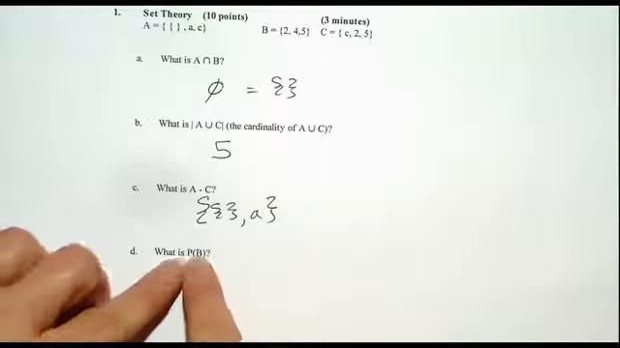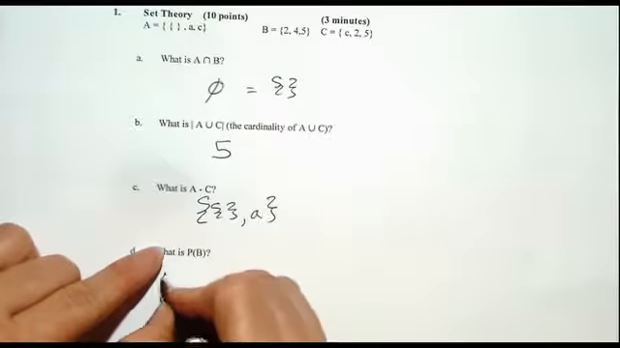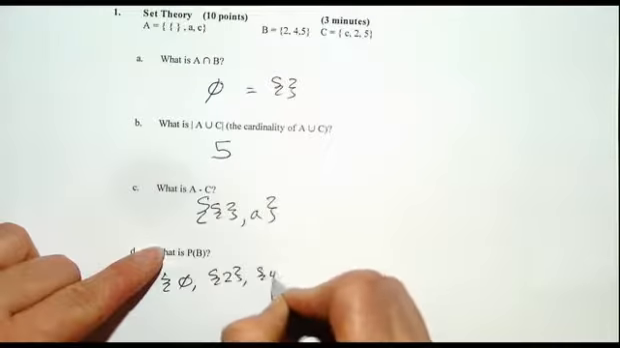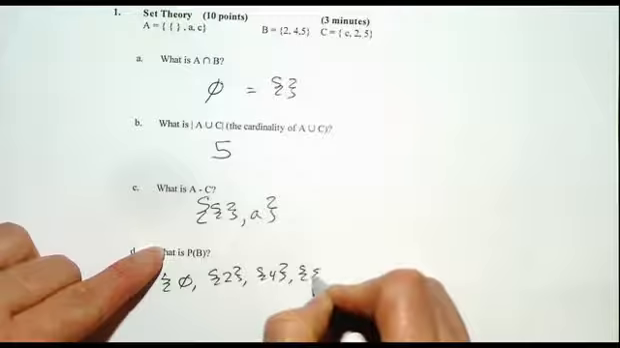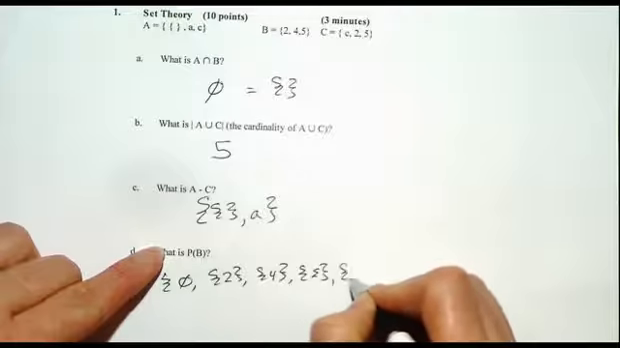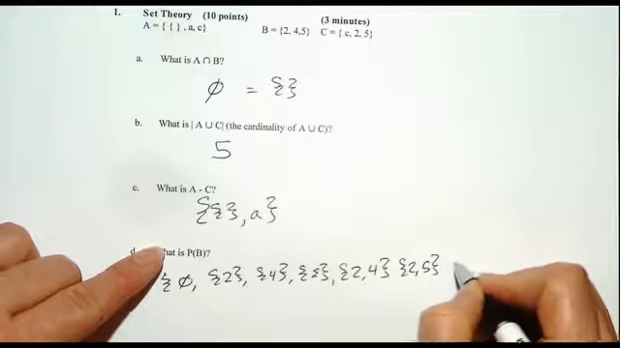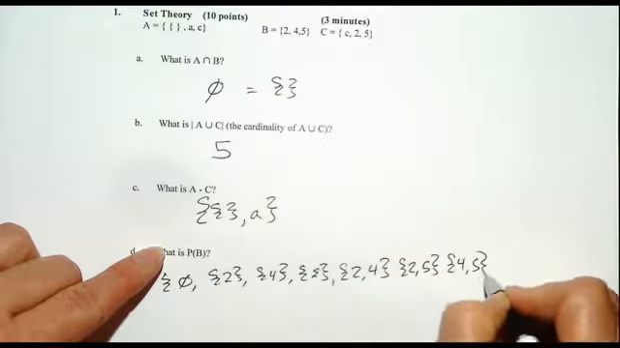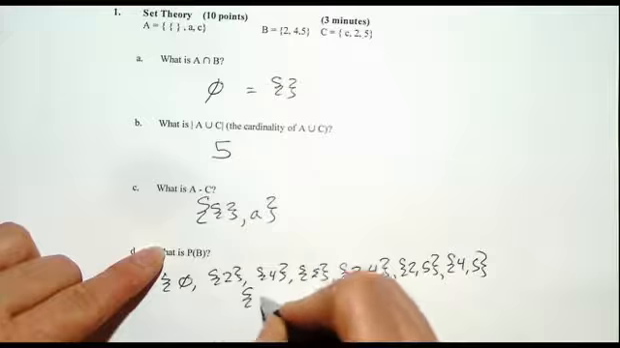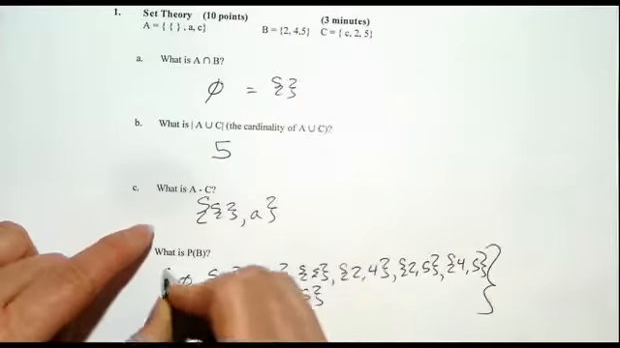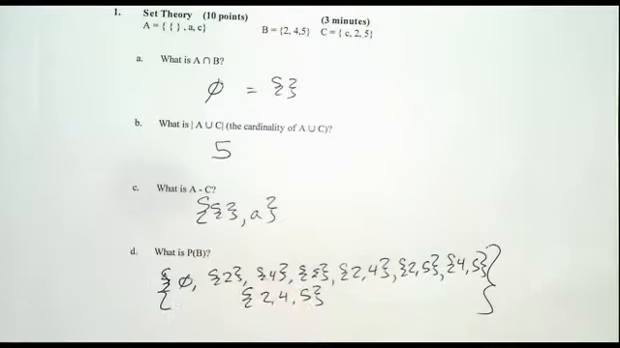The power set of B is all the subsets there. So I need to have the empty set first, the singleton sets, all the doubleton sets, and the triple. So your answer is a set, by the way. So you need to have those curly braces in order to get the right answer there.